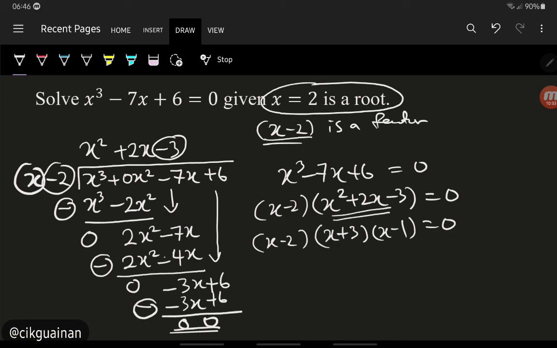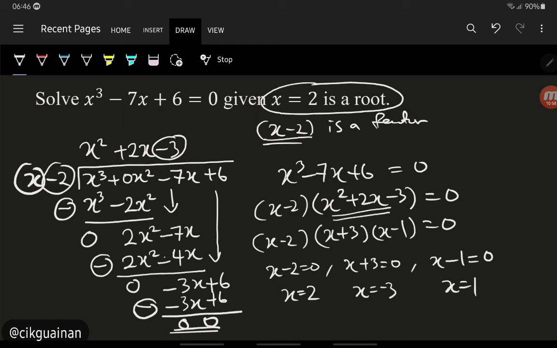Now, how to solve further? The next step is to equate every bracket with 0. The first bracket, x minus 2 equals 0. The second bracket, x plus 3 equals 0. And the third bracket, x minus 1 equals 0. So we will get x equals 2, x equals minus 3, x equals 1. This is how we solve a cubic equation by having one factor or root, by using long division.